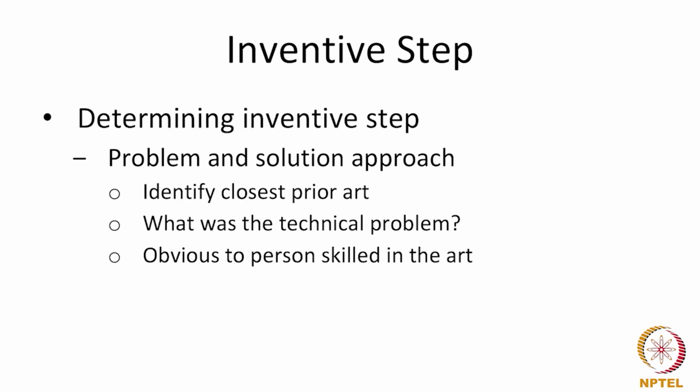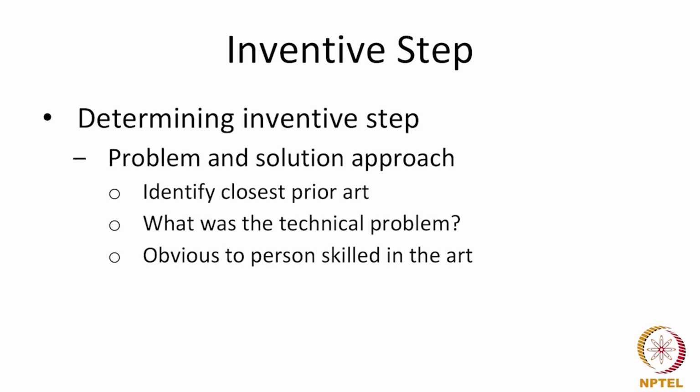Now, there are different approaches in determining the inventive step. One is the problem and solution approach. The problem and solution approach is to look at the invention as a solution to an existing problem. There was an existing problem and that problem could not be solved by the person skilled in the art in that particular field, and the problem existed.